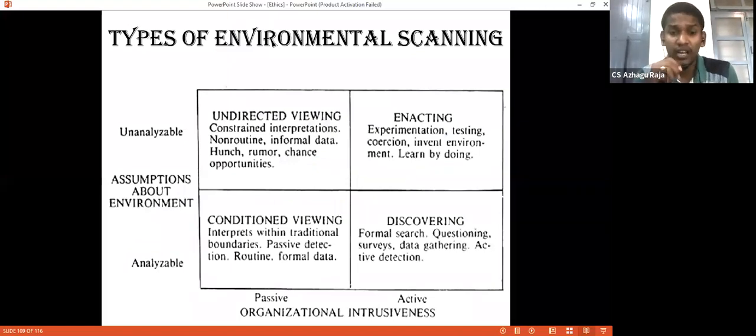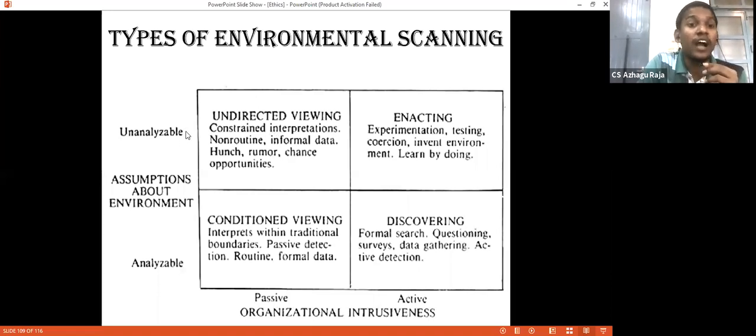And here in the case of passive and active environmental scanning, passive means what? It is undirected viewing, that is constrained interpretation, non-routine, informal data, hunch, rumor, chance, opportunity. So here passive is an informal activity. It is not pre-planned. So that is what passive is, right? In the case of passive, undirected viewing, unanalyzable, you cannot analyze, it is not in your control. Then you take action after it takes place, right?